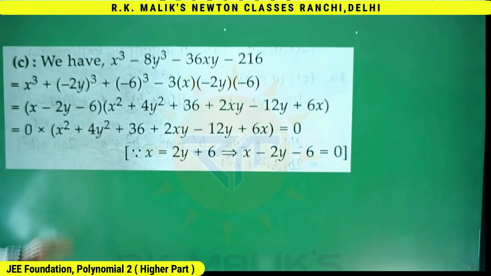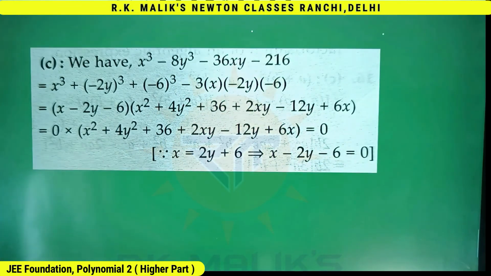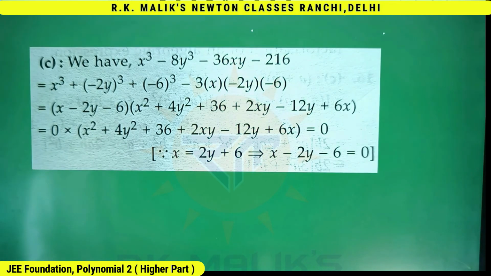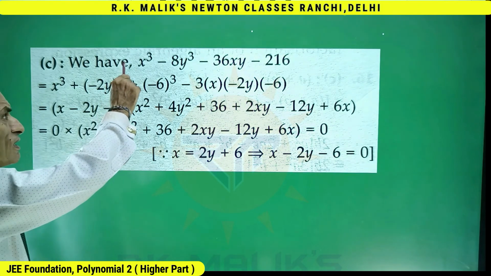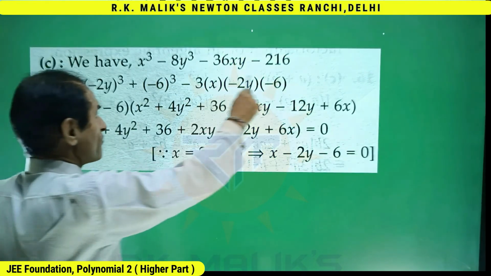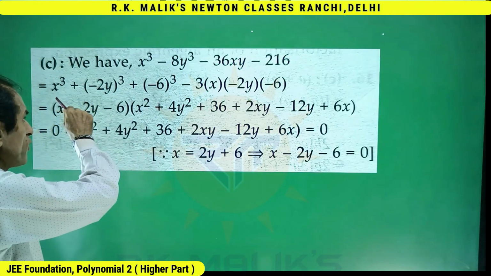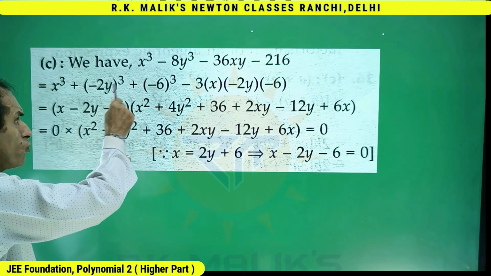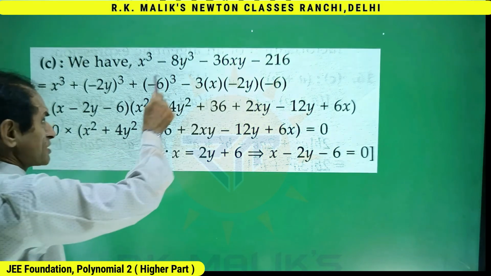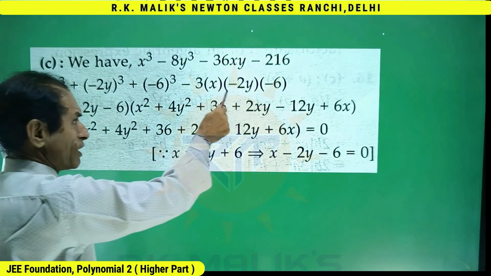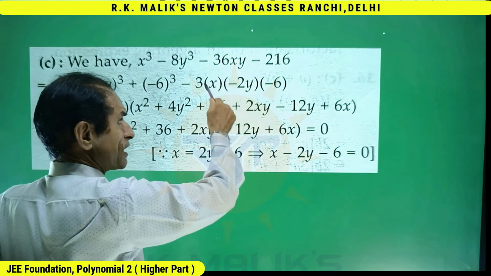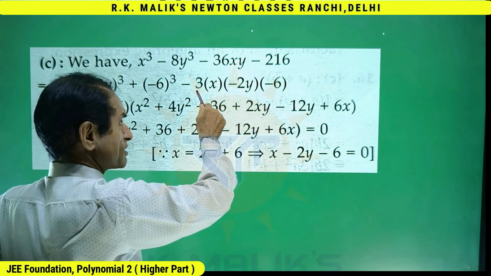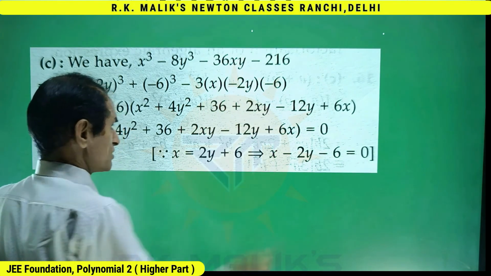You can see what he has done. I don't say it is wrong, but I will tell you the smart way. First you understand the normal way. Here he has written the given expression in the form of x cube minus 8y cube written as x cube plus minus 2y whole cube, minus 216 is minus 6 whole cube, and 36xy can be written as 3 into x into minus 2y into minus 6.